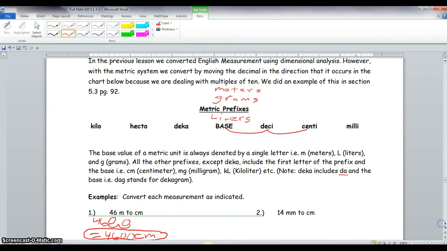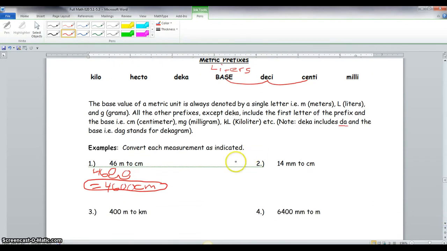Now we come here to problem number 2. We have 14 millimeters to centimeters. So we'll go to milli, and we'll go here to centi. So we need to move 1 place to the left. So what we would do is we would take this 14, put our decimal at the end, and move 1 place to the left. So it will be 1.4 centimeters. And that will be the final answer here.